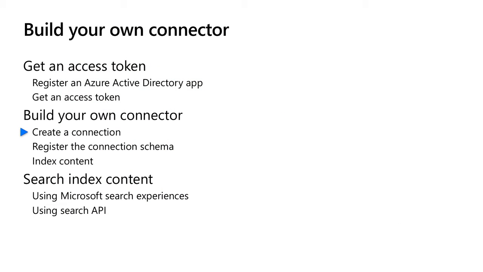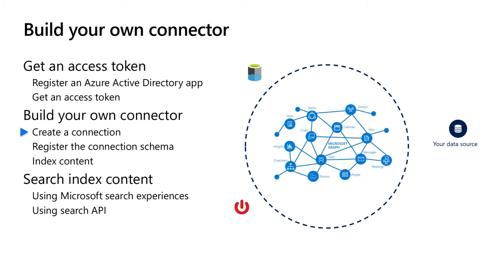So building a connector is super easy. It just takes 3 simple steps. First, you create a connection, then you register the search schema, and finally you go about indexing the content. Let's begin with creating a connection.